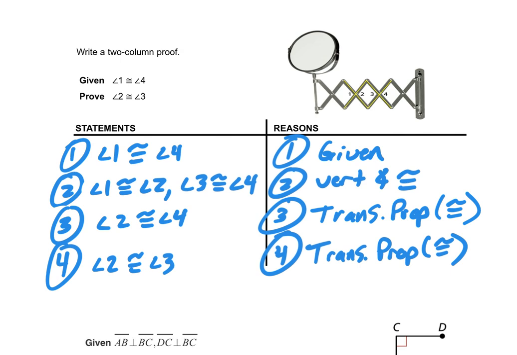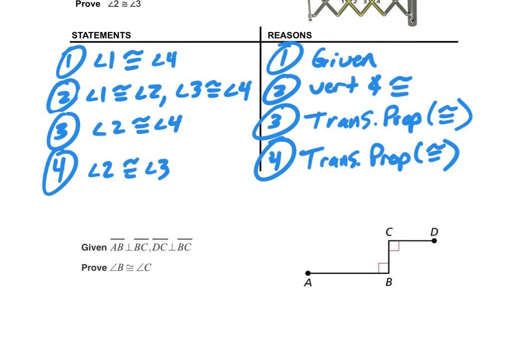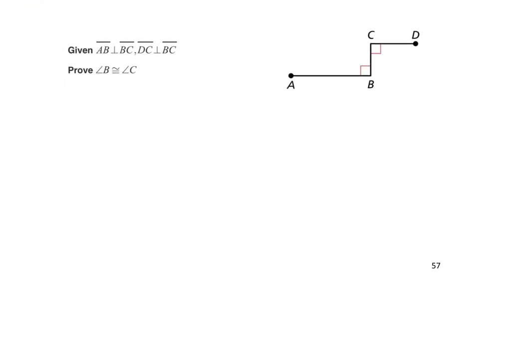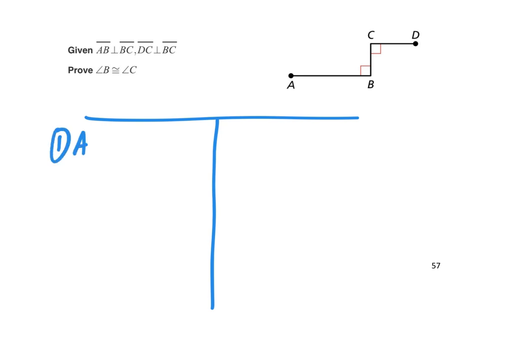Okay, questions on that one? A little bit different proof, okay? We're just trying to show you some different variations of some proofs here. Okay, let's look at this one here. Bunch of given statements here. A, B.